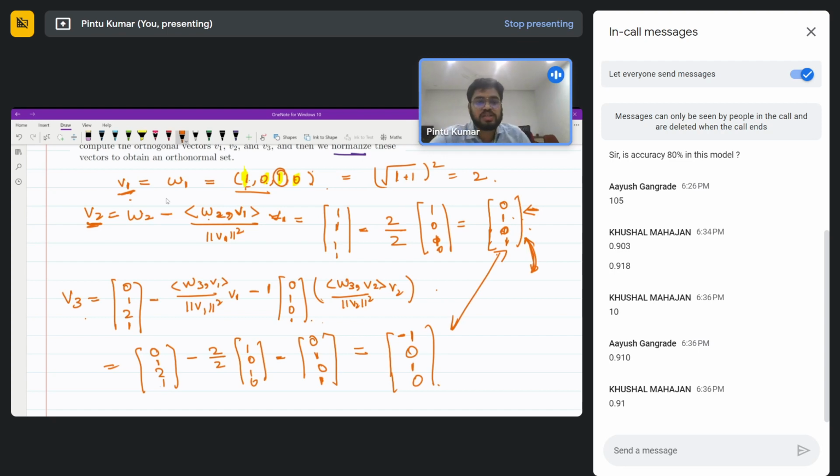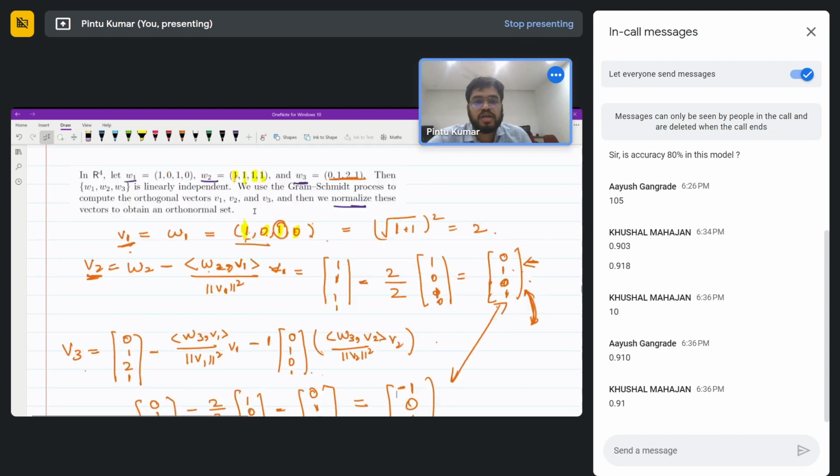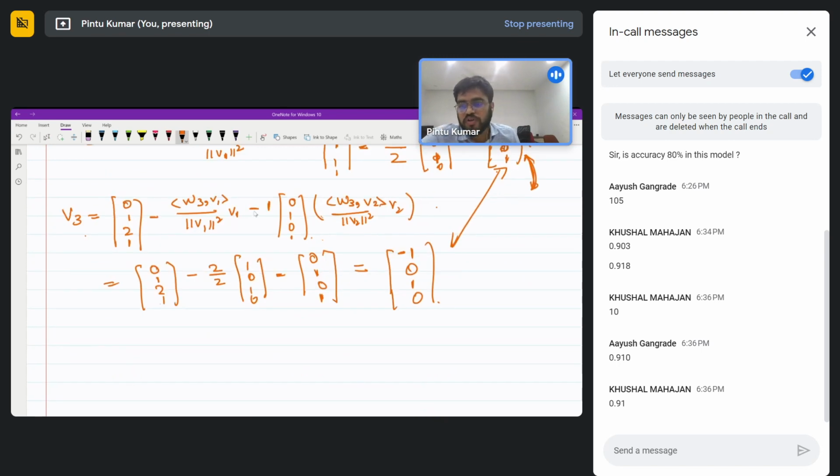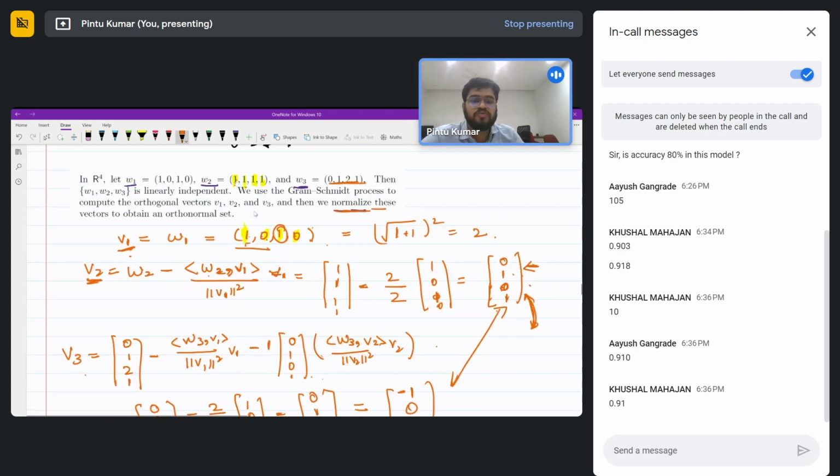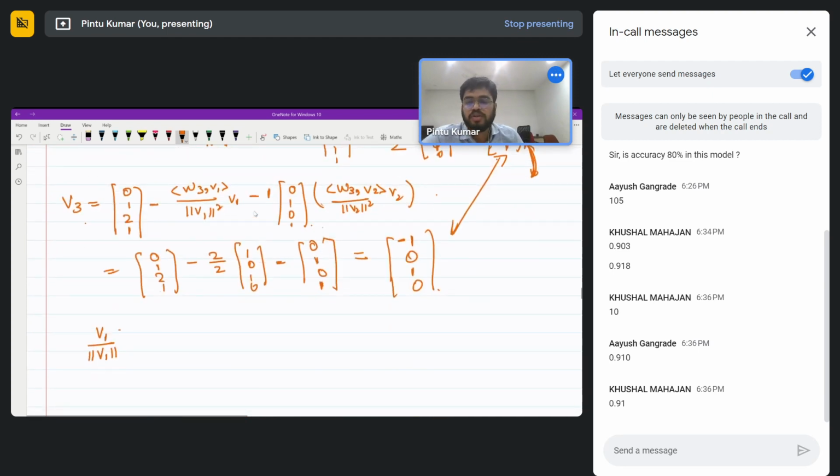Now the question also had a small part where they asked us to normalize these vectors too, right? So normalization is very easy. So how do we normalize it? So we just need to divide them by a norm. So what was the norm of V1? It was √2, right? So norm square was 2. So what was norm of V1? This was the square root of 2.